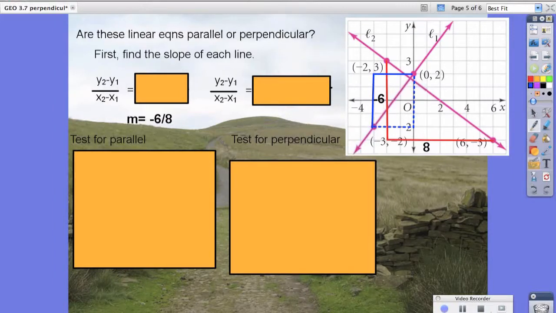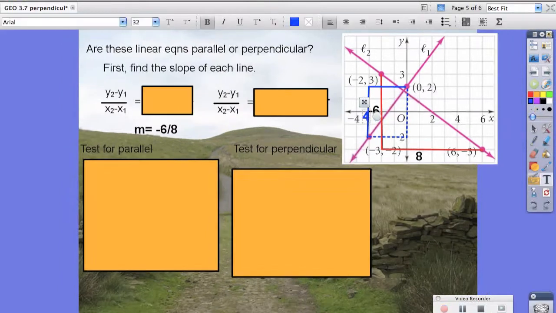So we have to go up 1, 2, 3, 4. So we put in 4. And to the right we go 1, 2, 3. So that's 3. So our slope in this instance is m equals rise, which is 4, divided by run, which is 3.